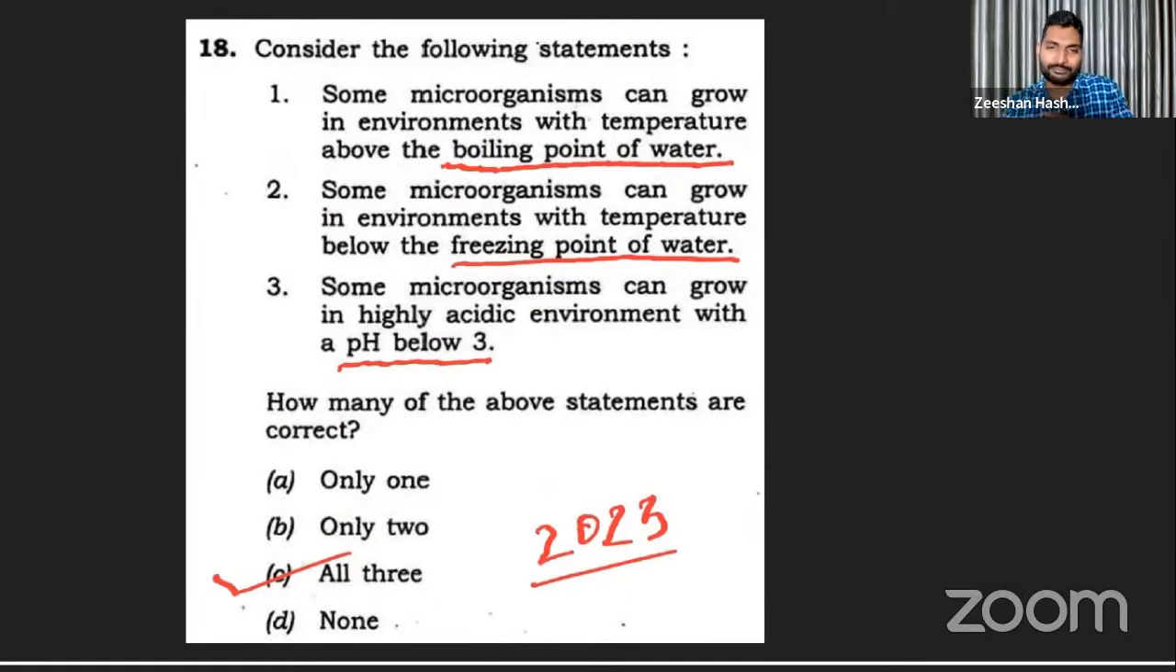Now, 3 statements were given regarding microorganisms. Some microorganisms can grow in extreme hot environments, boiling point of water से भी ज़्यादा hot environment में they can grow. Second statement, they can grow below the freezing point of water. Third statement, they can survive in highly acidic environment with pH below 3.